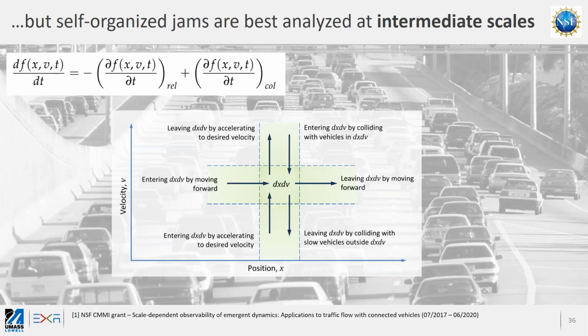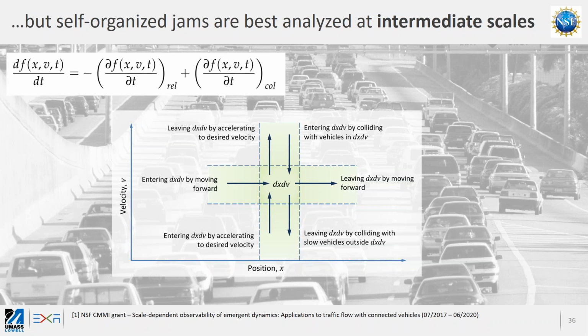In between these two, the self-organized jams that are formed are best addressed at these intermediate scales, right? I will not go into the details about this, except that we are now not looking at individual vehicles, and we are not looking at fluid flow. We are essentially looking at an intermediate scale, which can be defined as the size of the cluster. So that is what we did, and now we'll dive into how we're assessing these challenges.